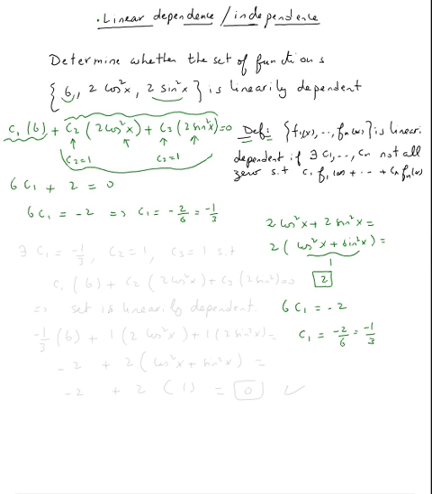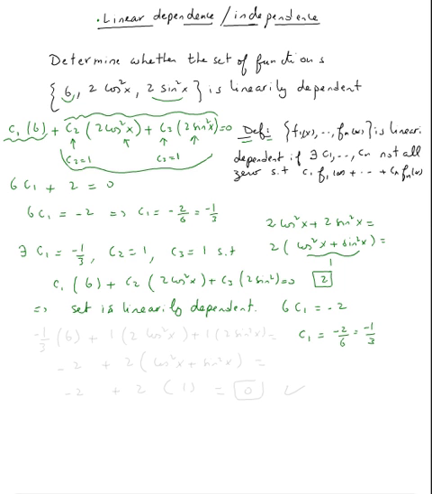So therefore, there exist C1 equal to -1/3, C2 equal to 1, C3 equal to 1, such that C1 times 6 plus C2 times 2 cosine square plus C3 times 2 sine square is equal to 0. Therefore, our set is linearly independent. I mean, linearly dependent, sorry.